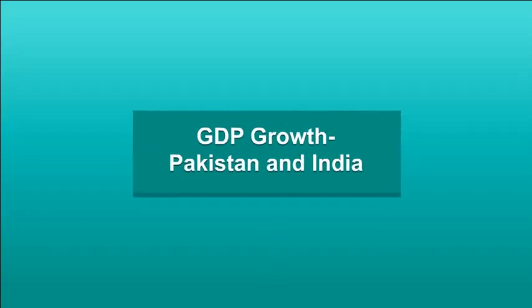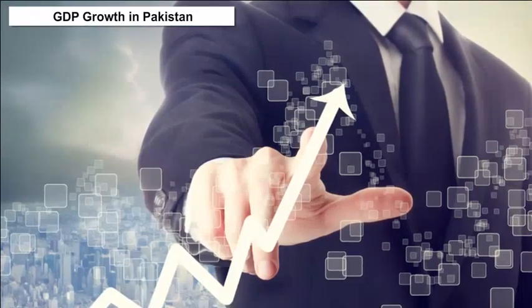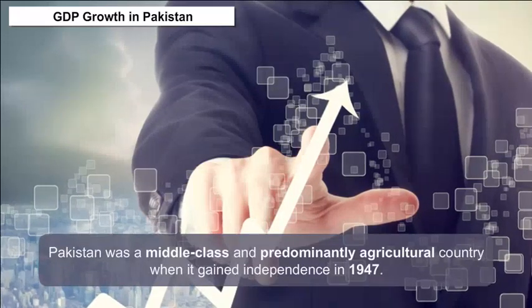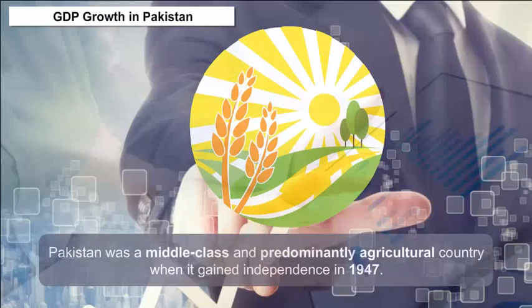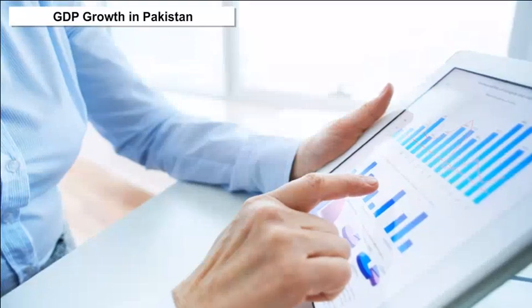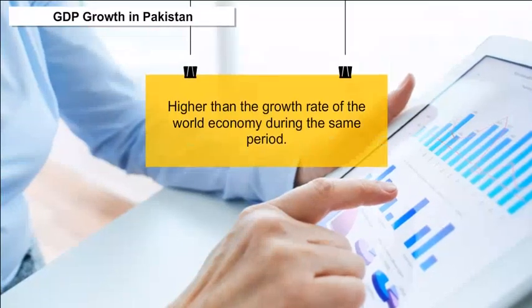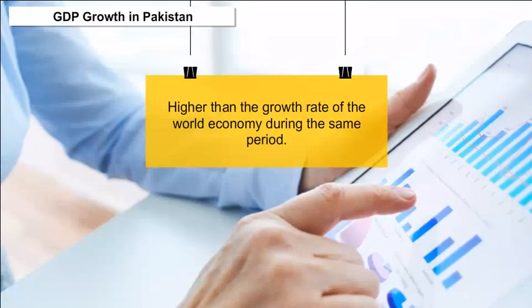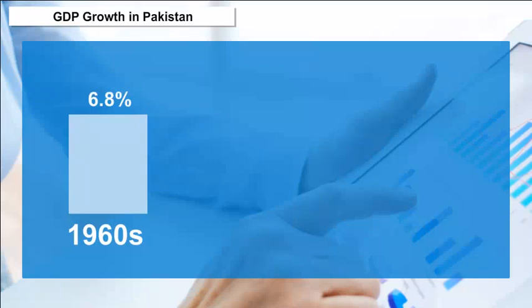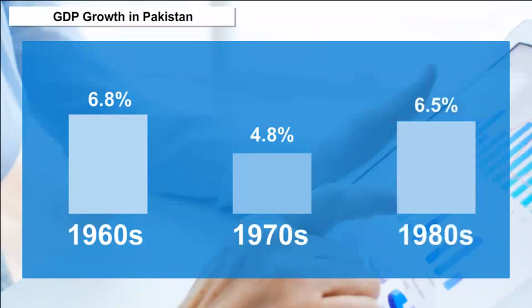GDP growth, Pakistan and India. GDP growth in Pakistan. Pakistan was a middle-class and predominantly agricultural country when it gained independence in 1947. Pakistan's average economic growth rate in the first 5 decades, 1947 to 1997, has been higher than the growth rate of the world economy during the same period. Average annual real GDP growth rates were 6.8% during the 1960s, 4.8% in the 1970s, and 6.5% in the 1980s.